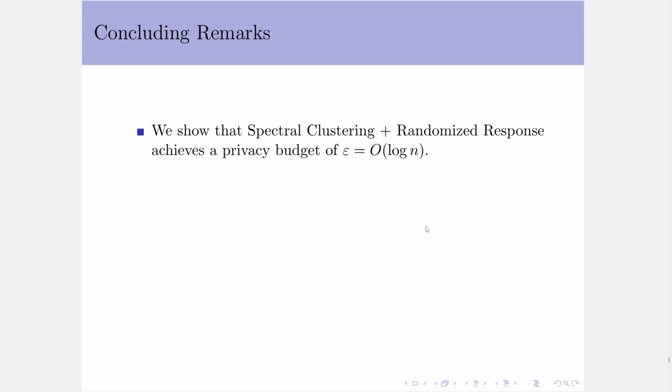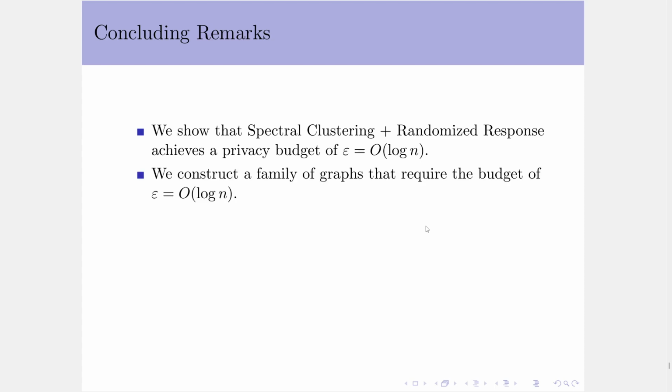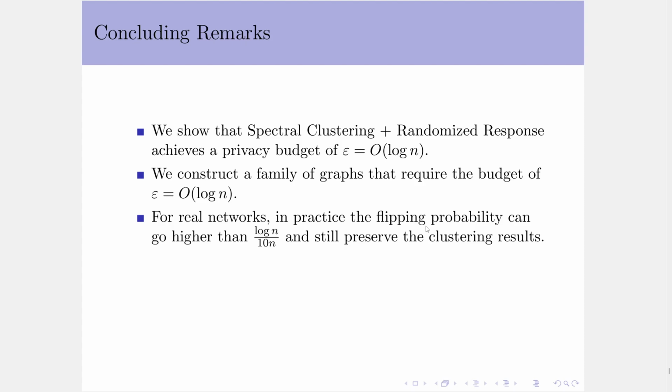So let me conclude with some final remarks. First, we show that spectral clustering and randomized response achieves a privacy budget of log n. And we construct a family of graphs that requires the privacy budget of log n to show that our theorem is tight. And we observe that for real networks in practice, the flipping probability can go actually quite higher than log n over 10n and still preserve the clustering results.